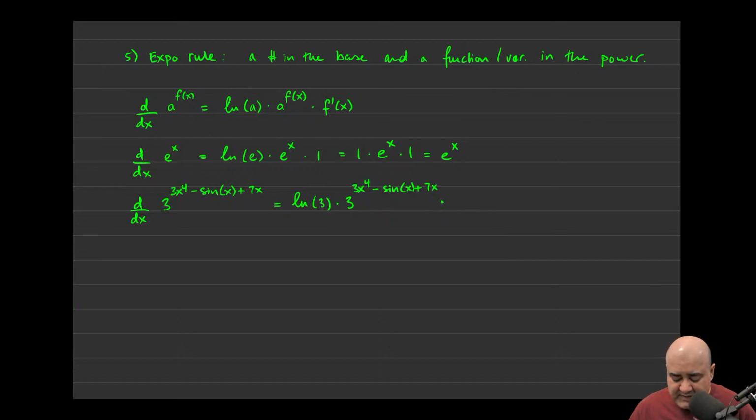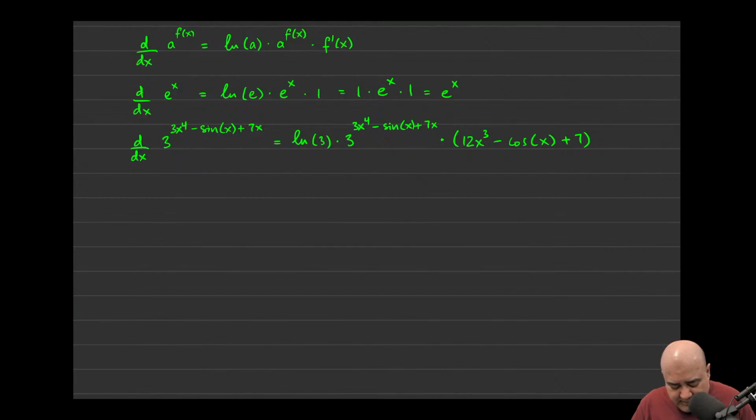And the last piece is the derivative of the exponent. So the derivative of 3x to the 4th, well, that's easy. 12x to the 3rd using power rule. The derivative of negative sine x is negative cosine x, so that part's easy as well. And the derivative of 7x is 7. Now that looks long and obnoxious, but if you know the formula, it's really quite simple. You just kind of follow the recipe, go downstream with the question itself.